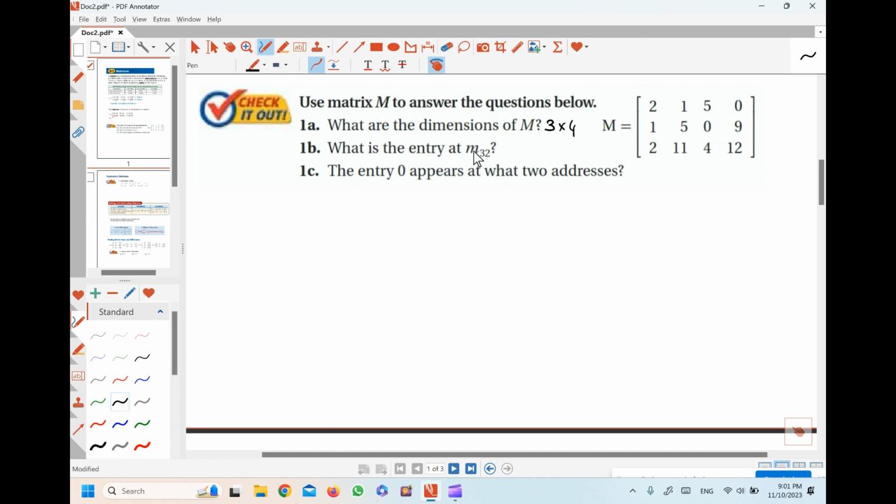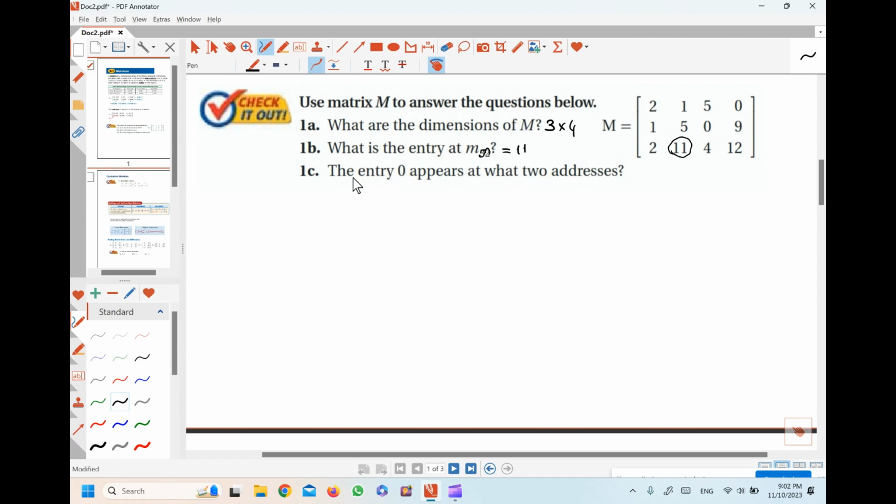What is the entry at M sub 3, 2? That 3 corresponds to the location of the row. That 2 corresponds to the location of the column. So at the third row, this means we are in the third row and the second column. Third row, here in the last row, and the second column, first, second. So here is our number. So that entry corresponds to the number 11.